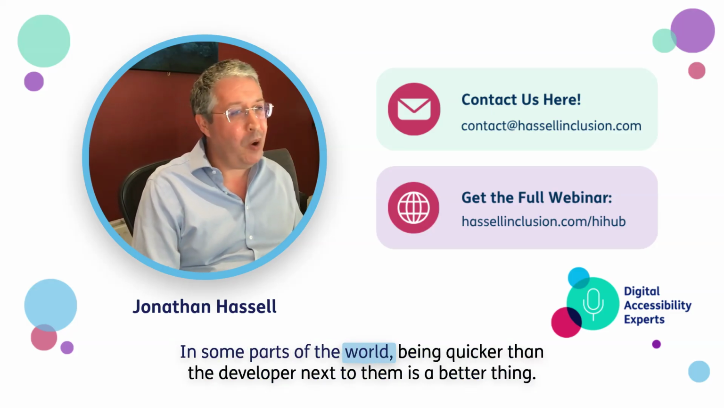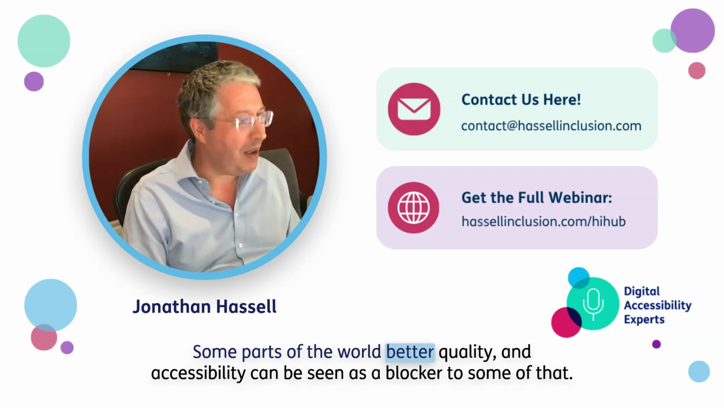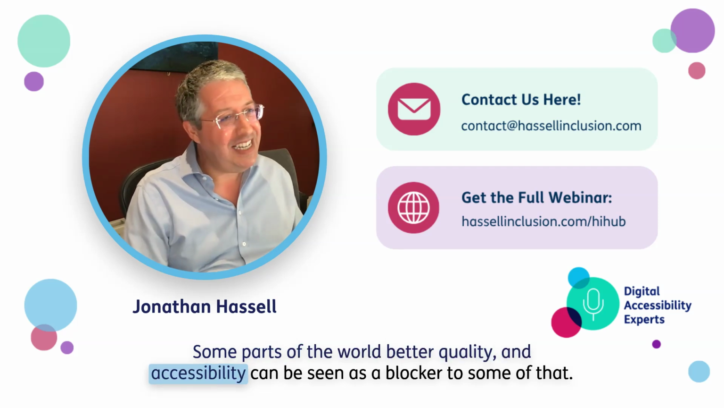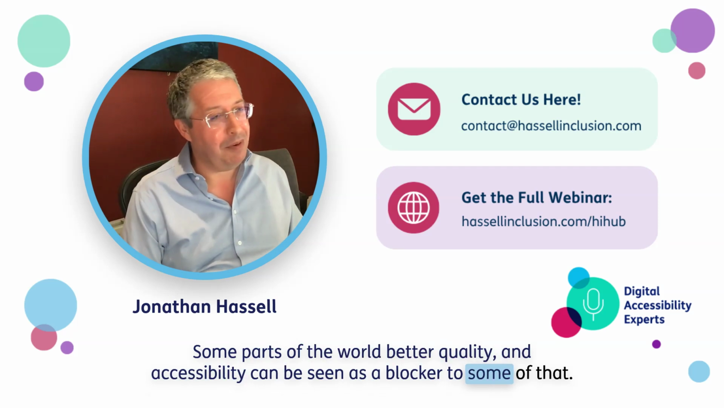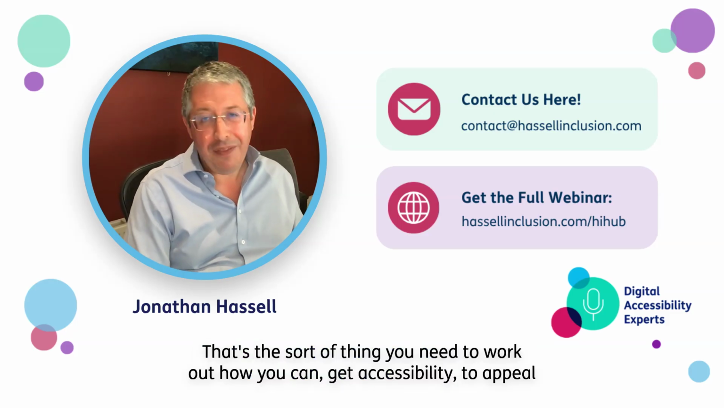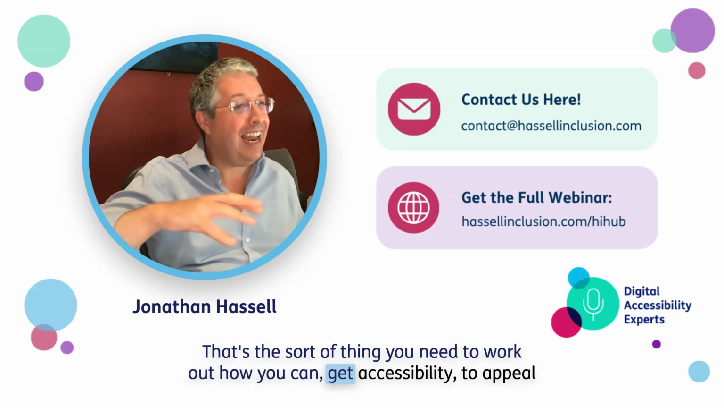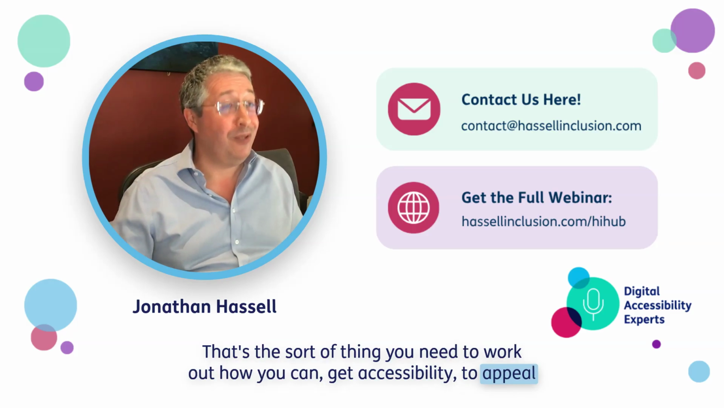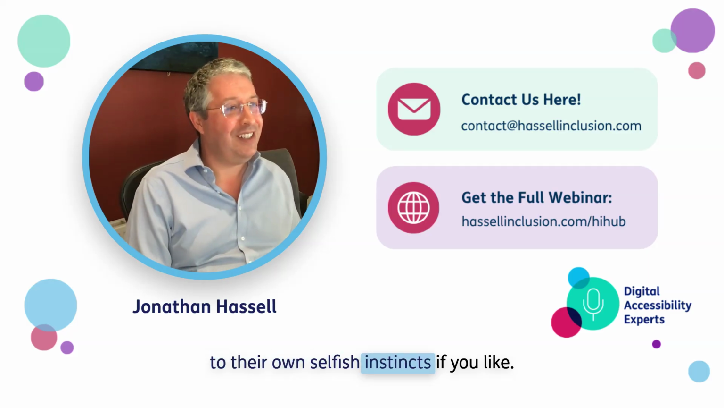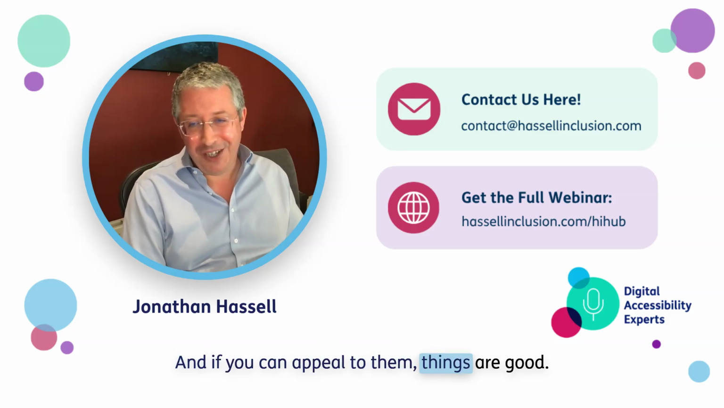In some parts of the world, being quicker than the developer next to them is a better thing. In some parts of the world, better quality. And accessibility can be seen as a blocker to some of that. Is this a new technology? Will it make me slower? That's the sort of thing. You need to work out how you can get accessibility to appeal to their own selfish instincts, if you like, because we all have selfish instincts and they're not bad things. And if you can appeal to them, things are good.